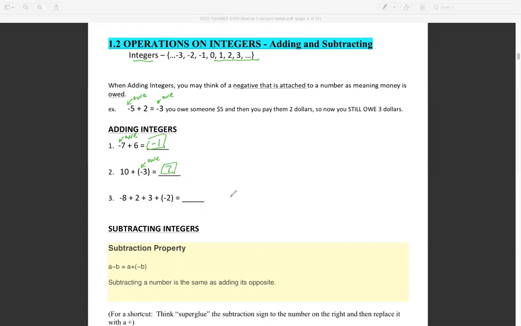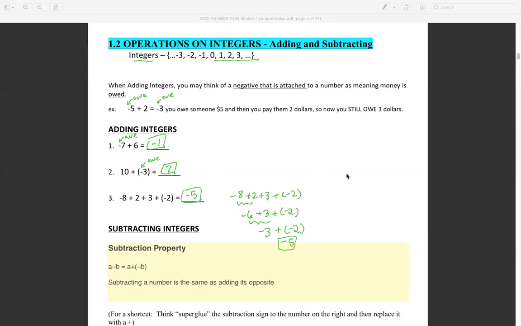For number 3, I'm just going to copy and paste what is already typed here. And we're going to go left to right, adding two numbers at a time. This is -8 plus 2. Since the negative is attached to the 8, we owe $8. We pay off the $2, so we still owe $6. Now we owe $6, we pay $3, that means we owe $3. So we owe $3 and now $2, which means a total of $5 is owed.